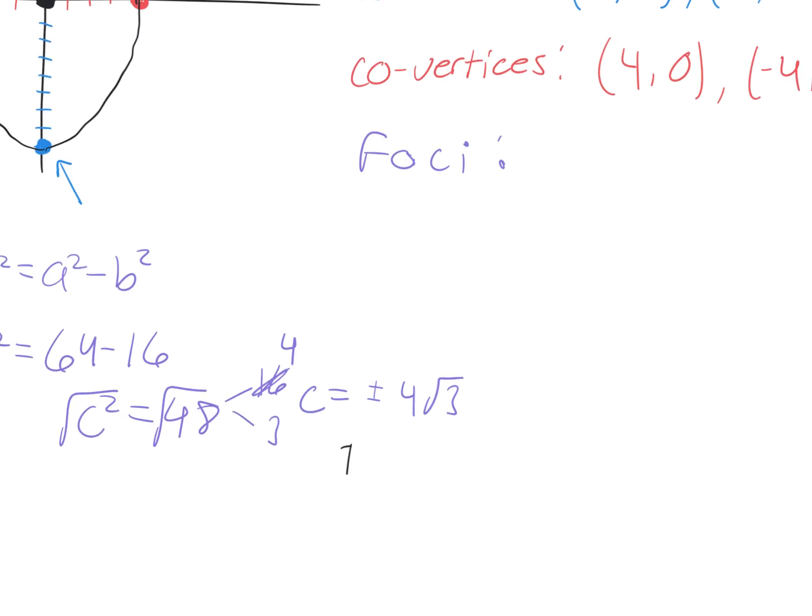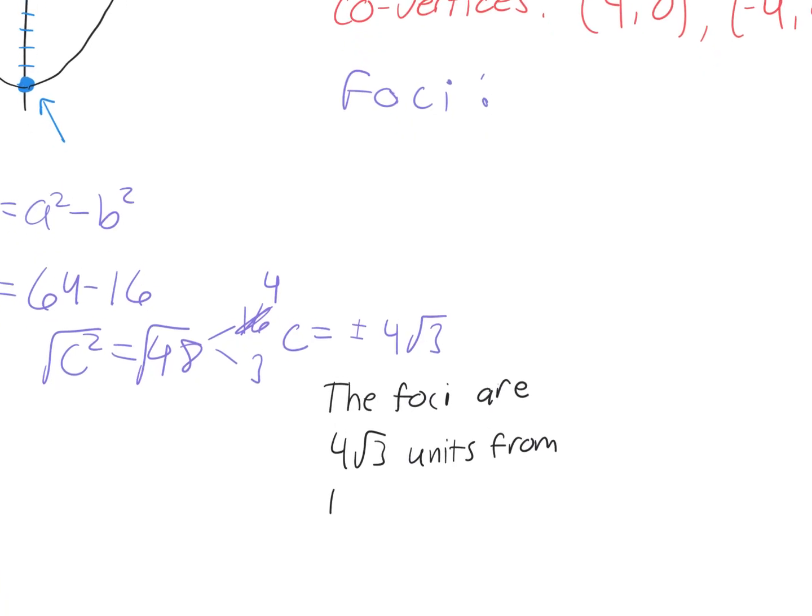And then in words, I can say the focus is 4 square root of 3 units. Or the foci, sorry. The foci are 4 square root 3 units from the center. And I'm going to say that this runs along the major axis.